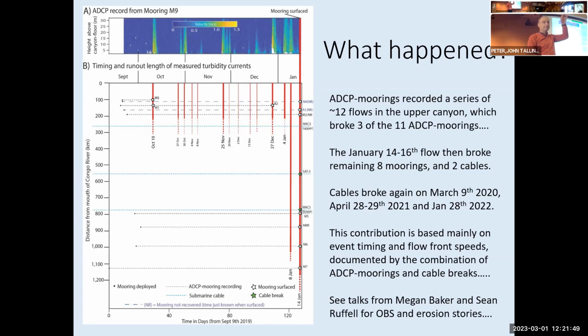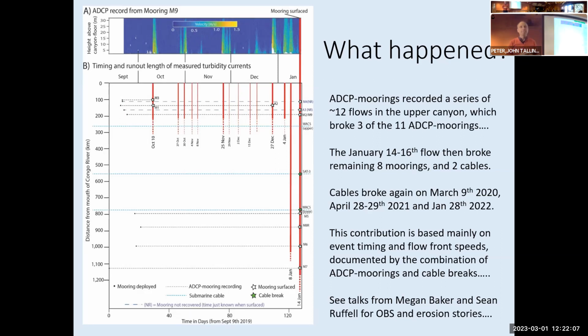And the pulse is sent parallel to the flow or perpendicular to the flow? Vertically looking down, so the flow is horizontal-ish along the seabed, and the mooring is housing an ADCP that looks vertically downwards. Okay. So it's a vertical profile through the flow.